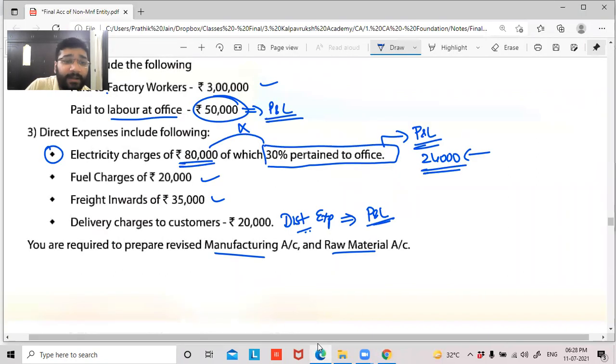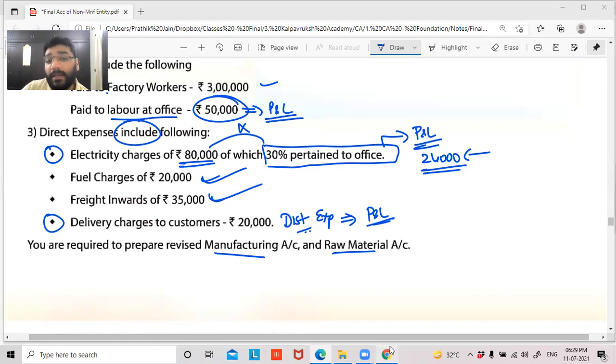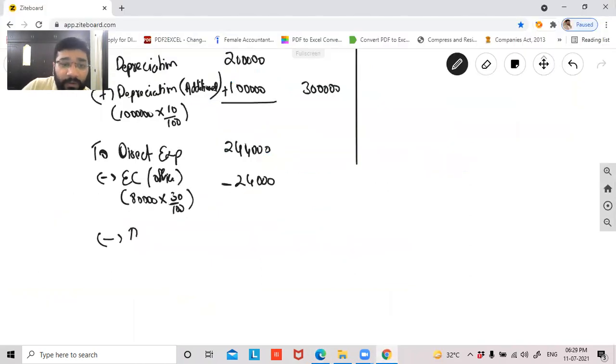Further, the question says that this 2,44,000 of direct expenses also includes these four. I have no problem with this. I have no problem with these two. The last one I have a problem with. They include delivery charges to customer, 20,000 rupees. So I should take this to the P&L account. So minus delivery charges, 20,000 rupees.